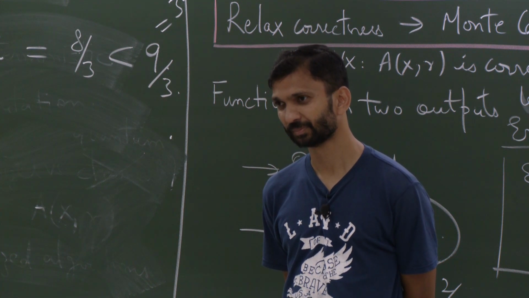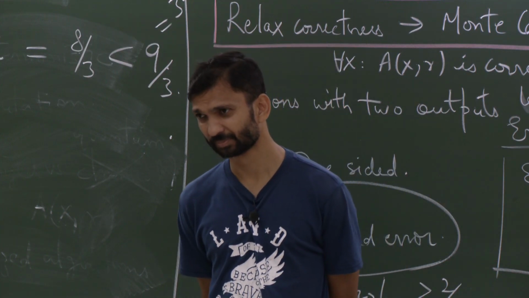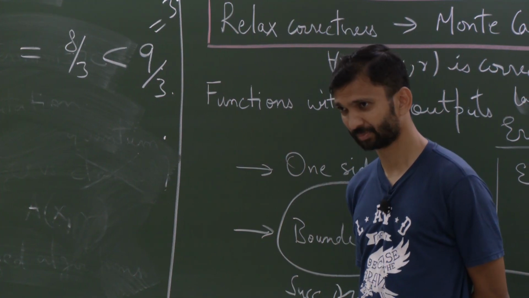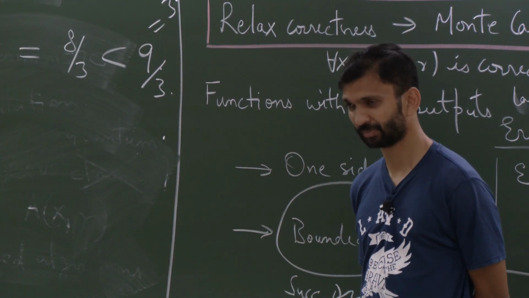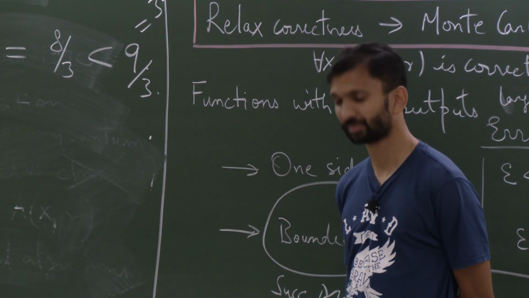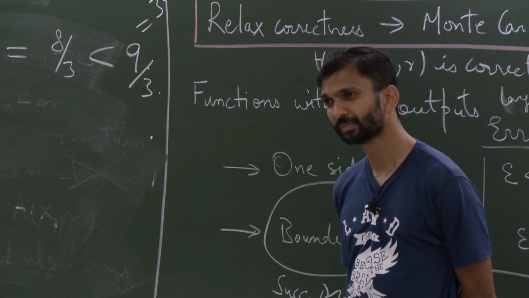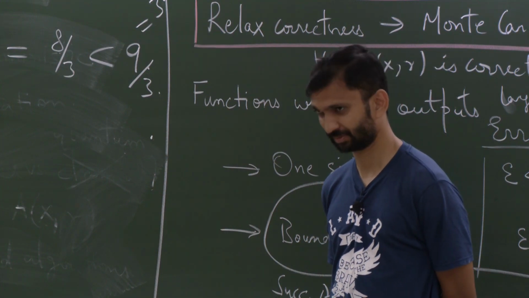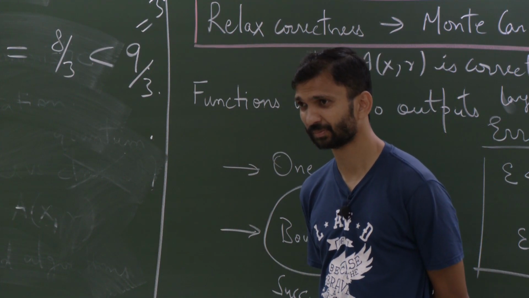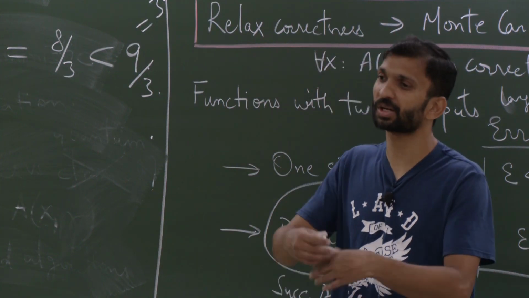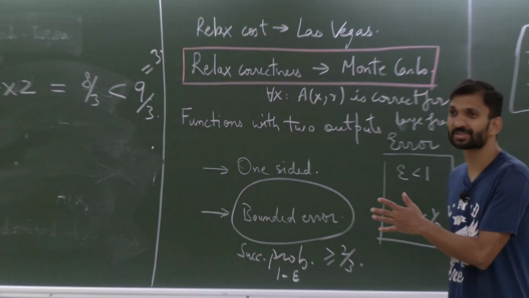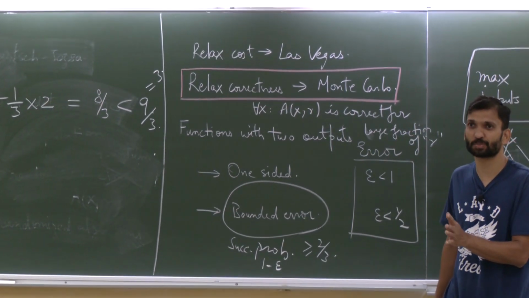So in Las Vegas, we have 100% certainty that this is the answer, but we are just reducing the cost, which is better than the properly deterministic algorithm. In Monte Carlo, we are relaxing the correctness, and we are also reducing the cost at the same time. Yes. So finally, but then this doesn't seem obvious, at least at this point.